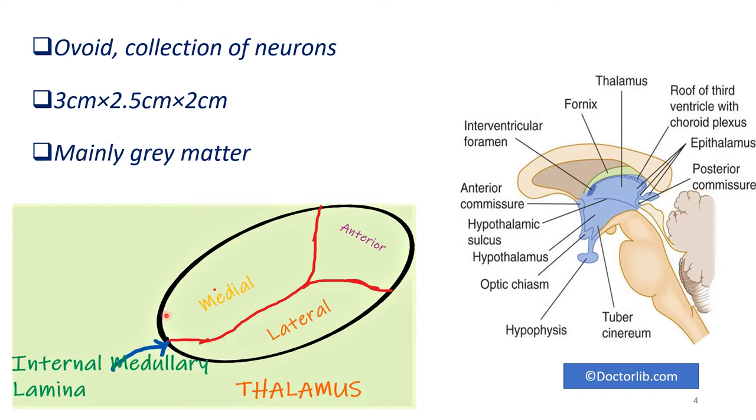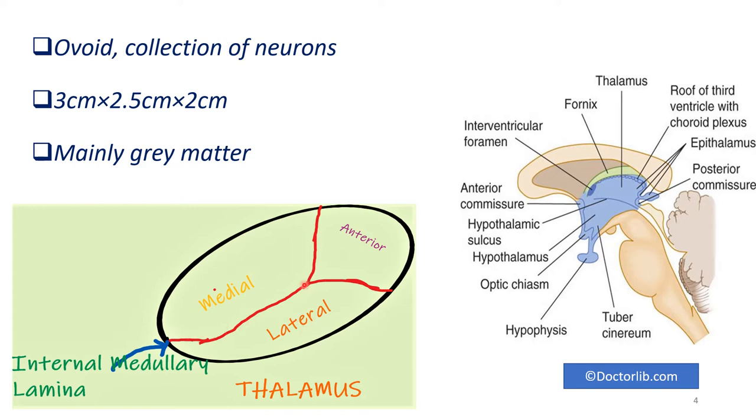The thalamus, as I told you, contains mainly gray matter. It's a collection of neurons. But if you open up the thalamus, we see that in the center there is a thin, Y-shaped sheet of white matter, which is placed vertically. It separates the thalamus into three components: the anterior, medial and lateral. That is why the nuclei present in these structures are known as anterior thalamic nuclei, medial thalamic nuclei and lateral thalamic nuclei, and there are other subgroups of the nuclei.